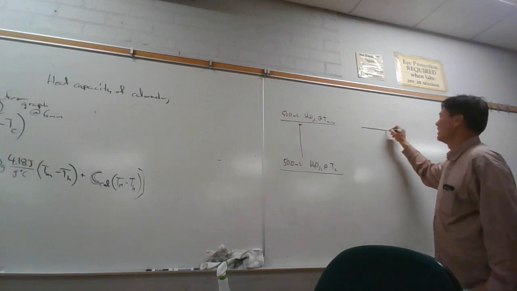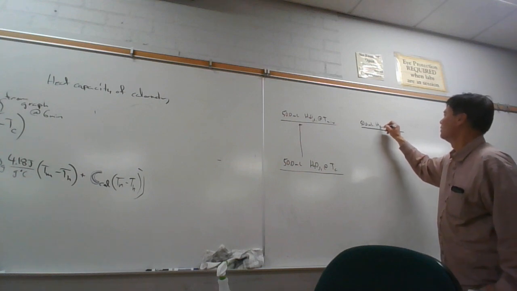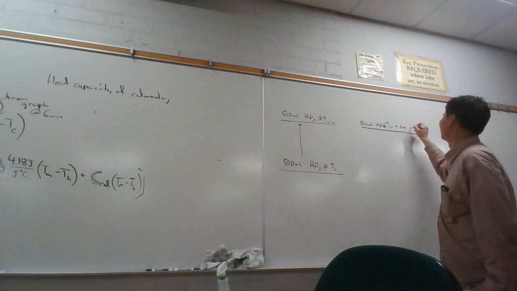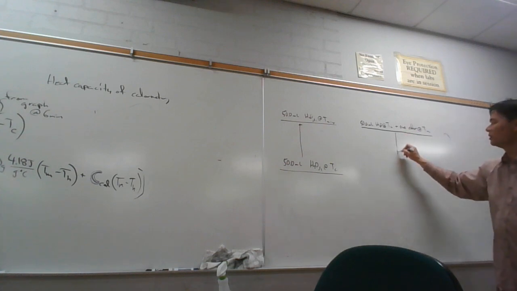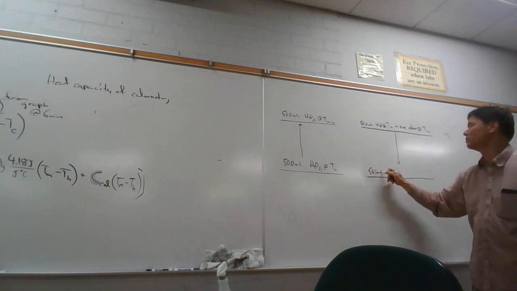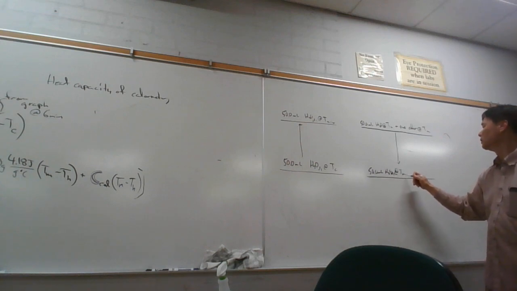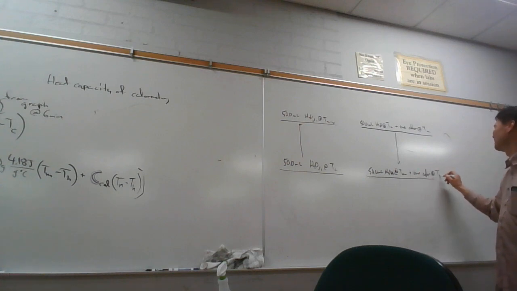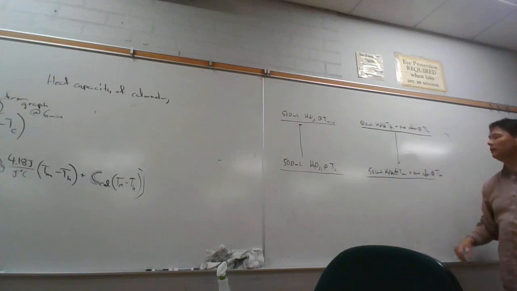And then the hot water and the calorimeter will cool down. So we're going to have 50.0 milliliters of H2O at T hot plus 1 calorimeter at T hot. Okay, and then this is going to cool down to 50.0 milliliters of H2O liquid at T mix plus 1 calorimeter at T mix. It's T hot and T hot here.